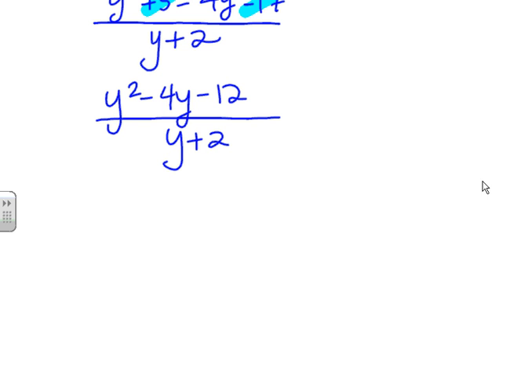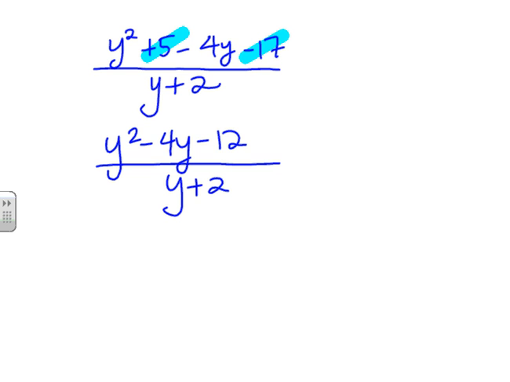Now we have to remember a couple of things about our factoring. When we want to factor a trinomial, we can use the diamond to help us get there. The coefficients of a times c go on top, and the coefficient of b goes on the bottom. We're going to think of two numbers that multiply to give us negative 12 and add together to give us negative 4. That would be negative 6 and positive 2.